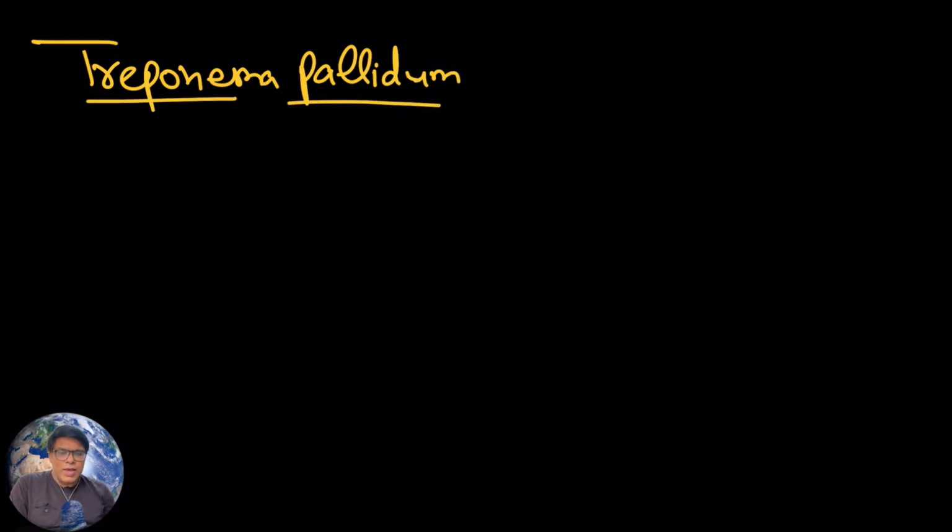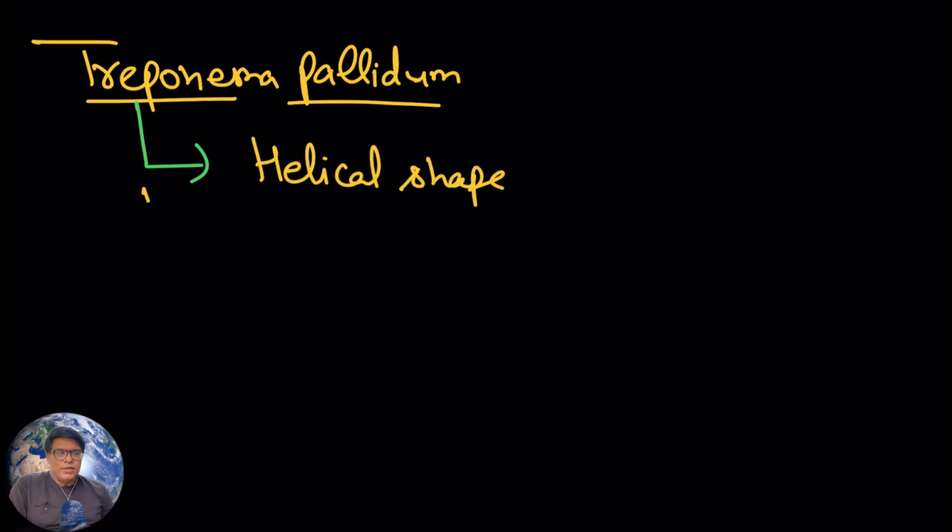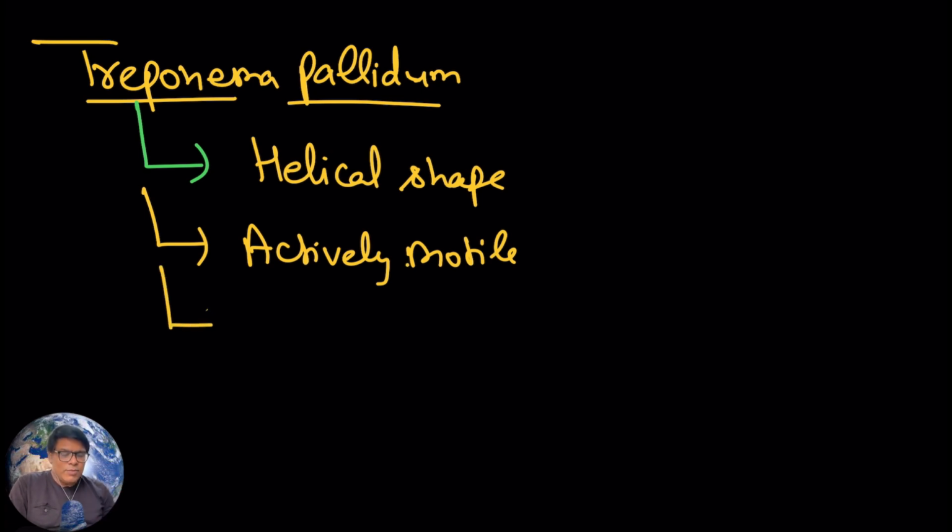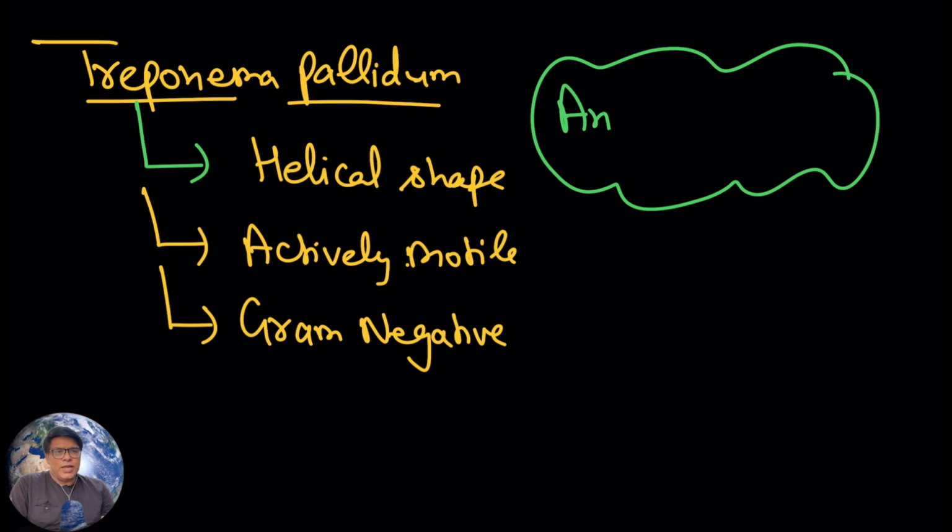Now let us learn more about this bacteria. So here Treponema pallidum, if you see this bacteria, it is helical in shape, and here if you see this bacteria is actively motile. Another important point, keep in mind this bacteria is gram negative. So this bacteria is not going to pick up the gram stain.